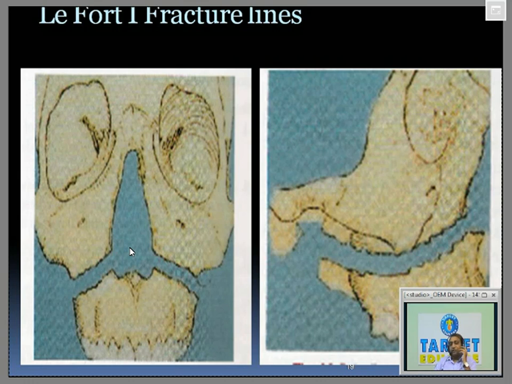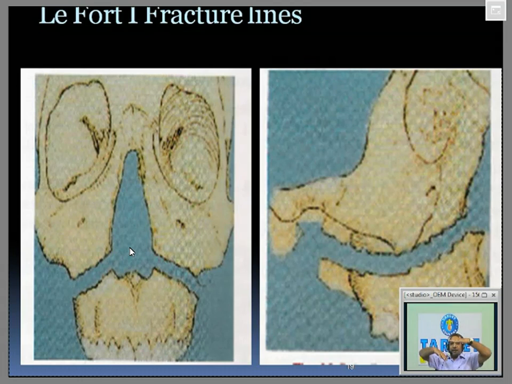So naturally, if there is a Lafort-1 fracture, the patient will have pain, and you can see here the whole maxilla is in the diagram. You can see the whole maxilla is divided or separated from the middle 1/3 area. So this can also be called hanging maxilla. You can see here this.